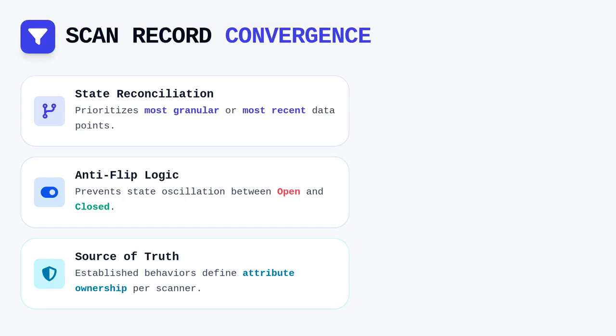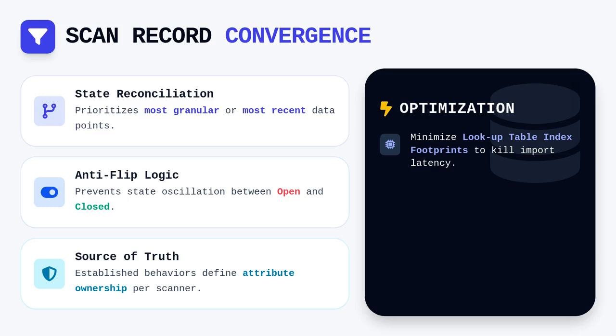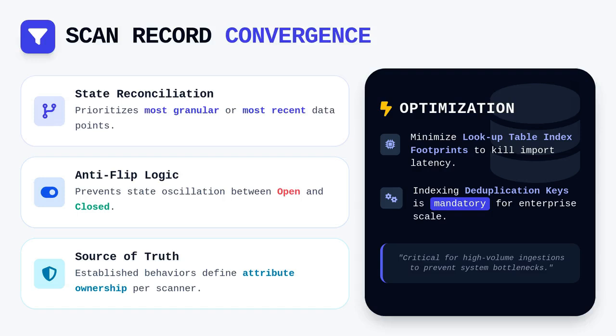attributes. Furthermore, we must optimize our lookup table index footprints, because if these tables grow too large without proper indexing, the validation logic will introduce significant latency during the import process. Indexing your deduplication keys is not just a best practice, but a necessity for high-volume ingestions coming from large-scale enterprise scan deployments.